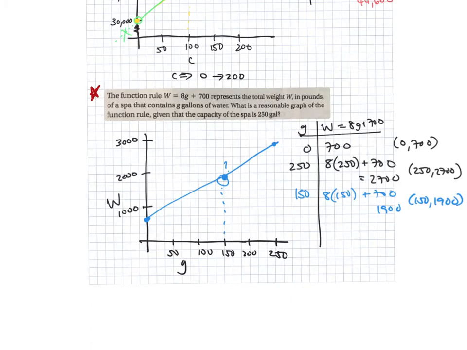Okay, so here if you put in 0, you got 700, you put 250, which is the capacity. You get 2,700, so you want to make sure you have from 0 to 3,000, about 3,000 on this side. And so you have these 2 points when you plug them in, and then I picked this one in the middle, and I guessed somewhere around here, and then when I put it in, it was about 1,900. So there's your graph. Starts here, ends there.